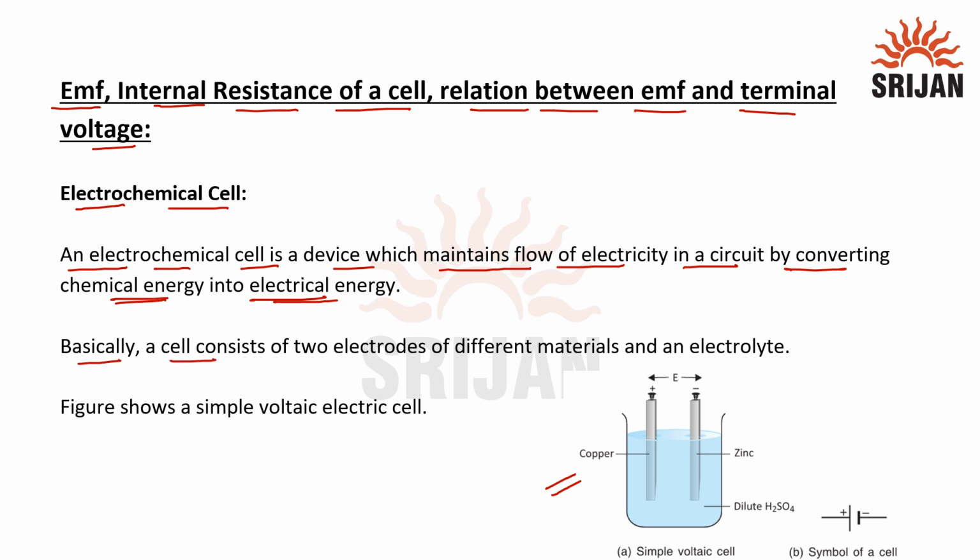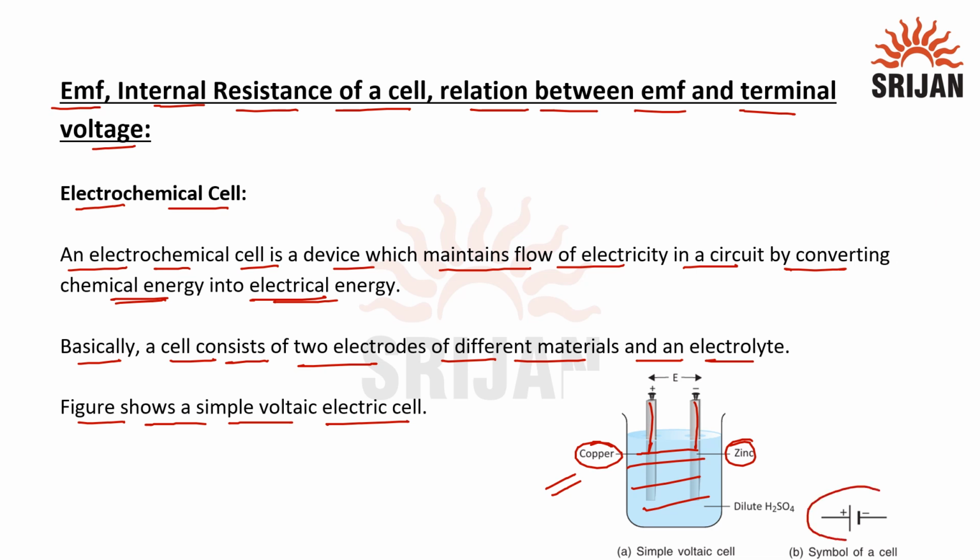Basically, a cell consists of two electrodes of different materials and an electrolyte. So these are the two electrodes. First is made up of copper and another one is made up of zinc, and here we have the solution which is called electrolyte. This figure shows a simple voltaic electric cell, and here we have the symbol of a cell.